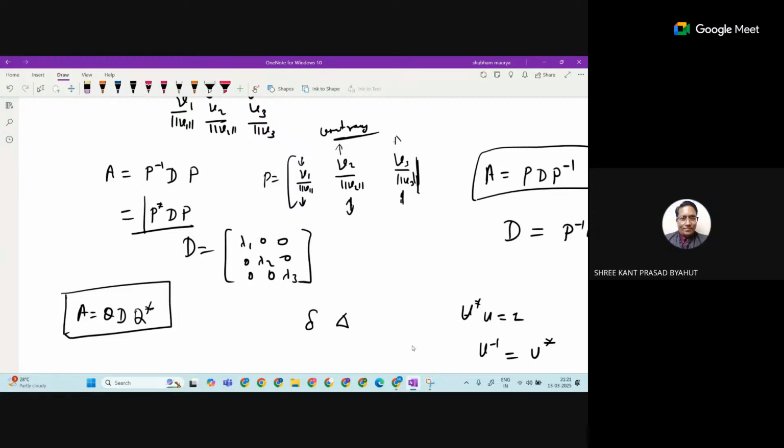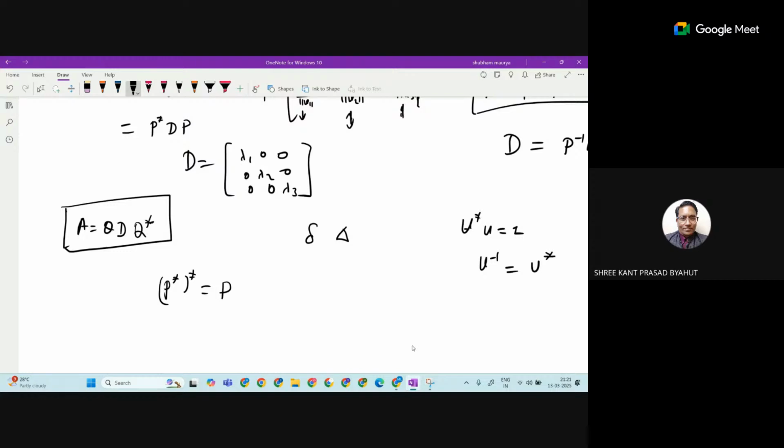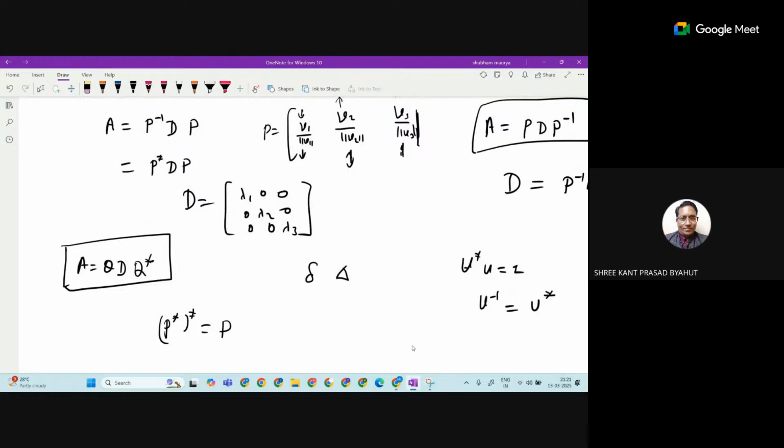But how is that one correct? That's what I want to know. The reason is that P star is nothing but P. But here the sequence changes, no? The left singular value and right singular value are different. How can we say that? Let me write it like this. Please check it, sir.